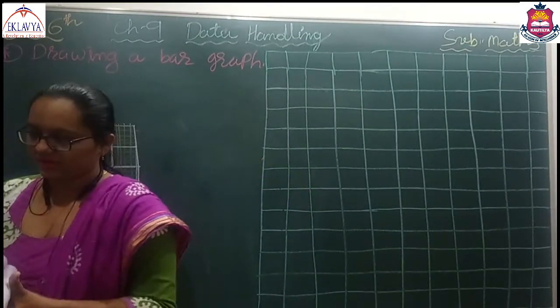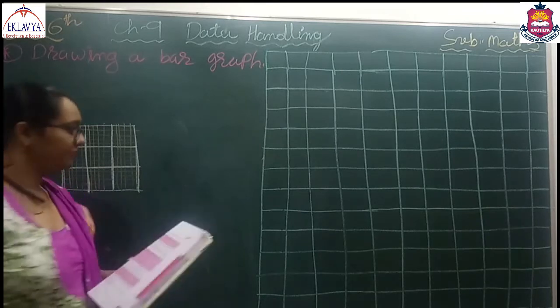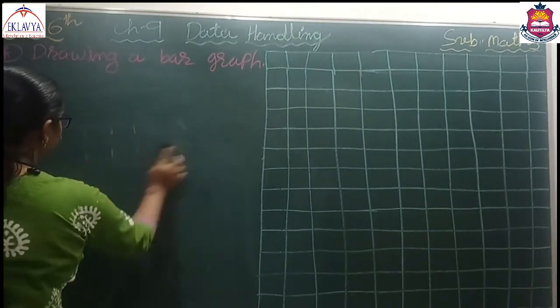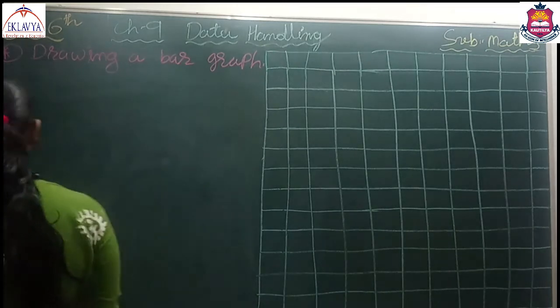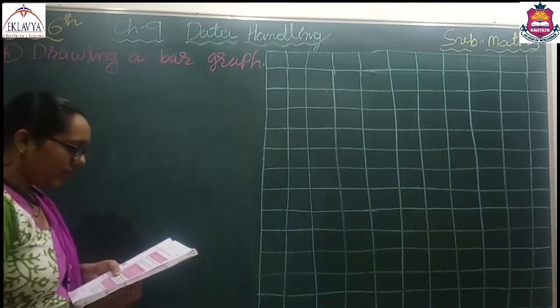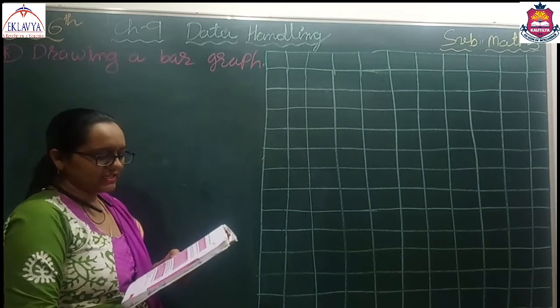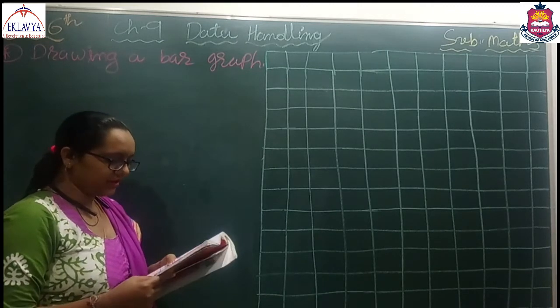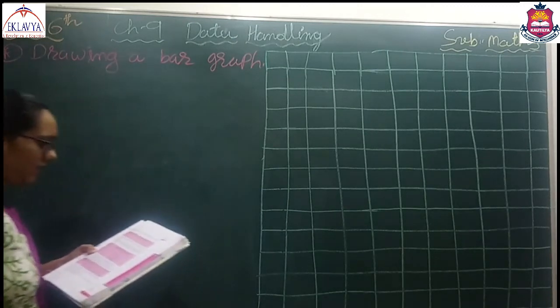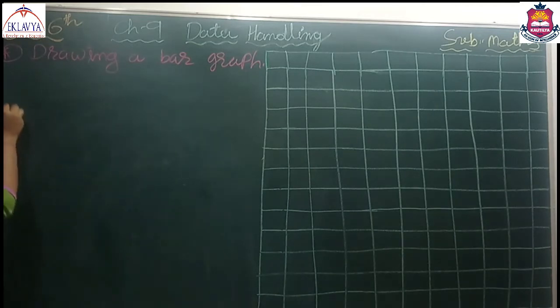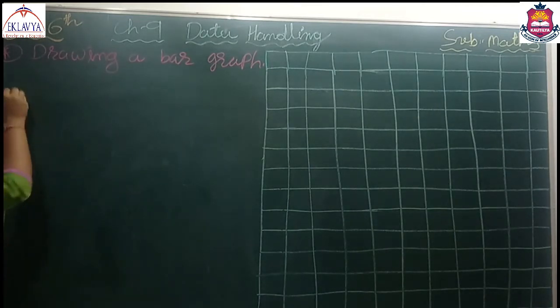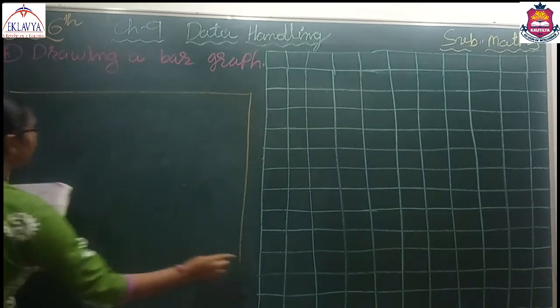So here we have one data. The following table shows the number of bicycles manufactured in a factory during the years 1998 to 2002. There is one factory which is manufacturing the bicycles.